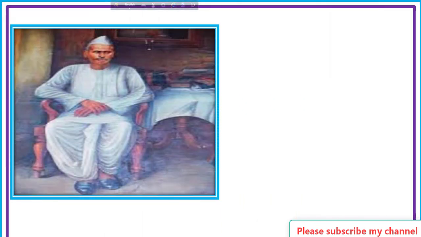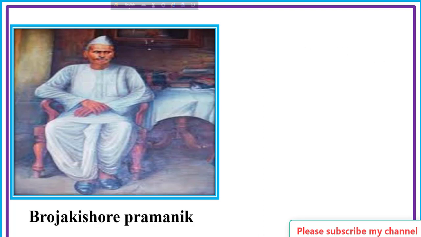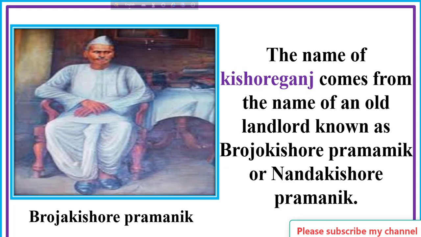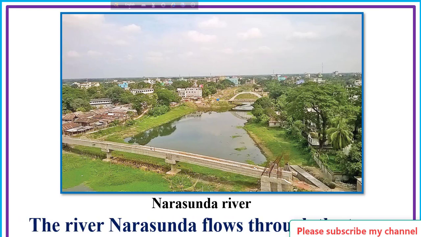You can see a picture. Can you guess whose picture this is? Do you know him? Brojo Kishore Paramanik. The name of Kishorganj comes from the name of an old landlord known as Brojo Kishore Paramanik or Nando Kishore Paramanik. You can see another picture, the Norosunda River. It is a famous river in Kishorganj. The river Norosunda flows through the town.